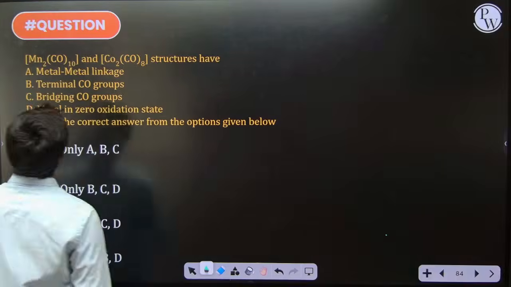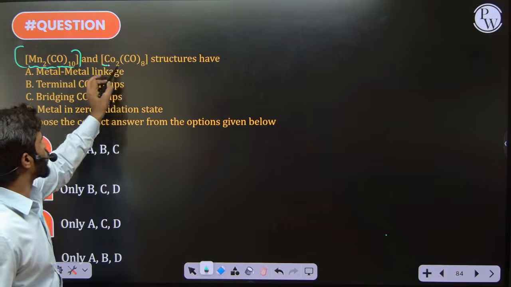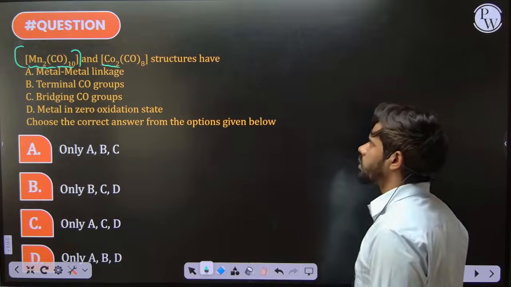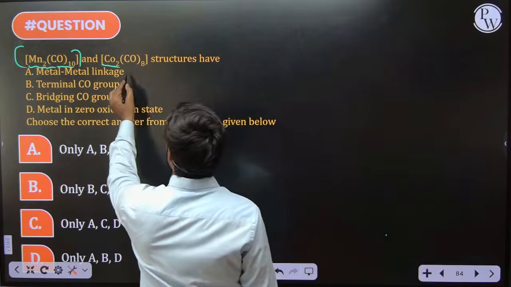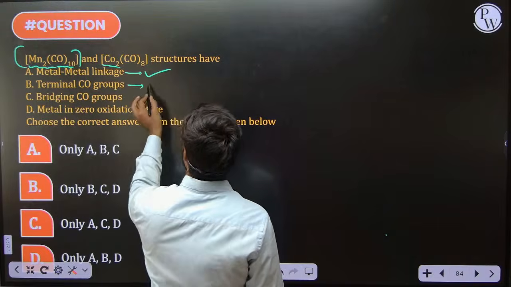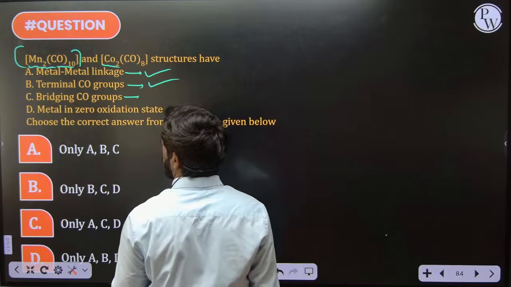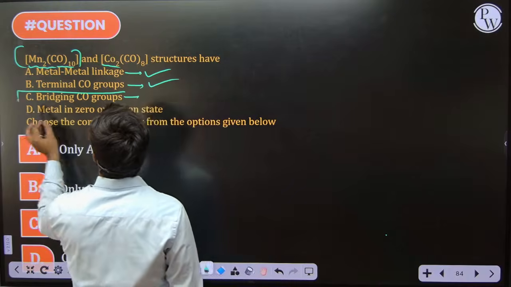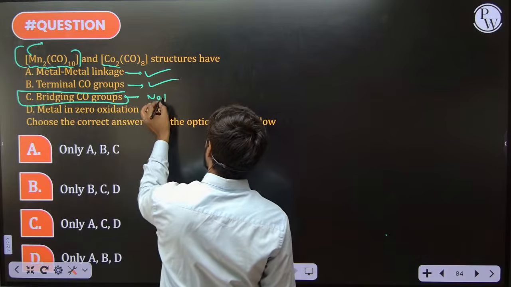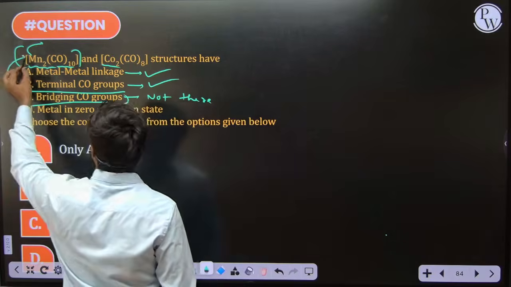The question is asking: in the case of Mn2(CO)10 and Co2(CO)8, do the structures have a metal-metal linkage? Yes, they both have a metal-metal linkage. Terminal carbonyl group is there. Is a bridging group there or not? In the case of the manganese complex, it is not there.